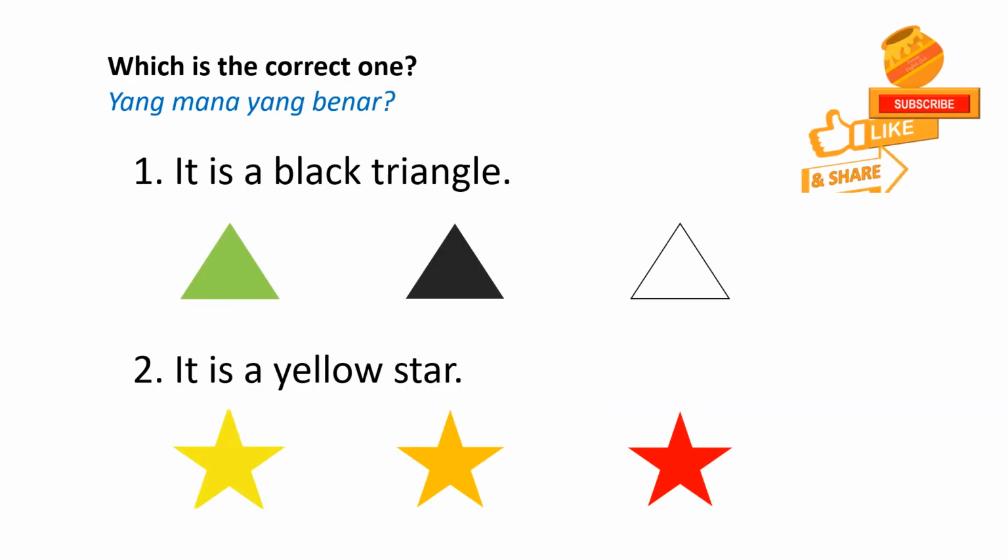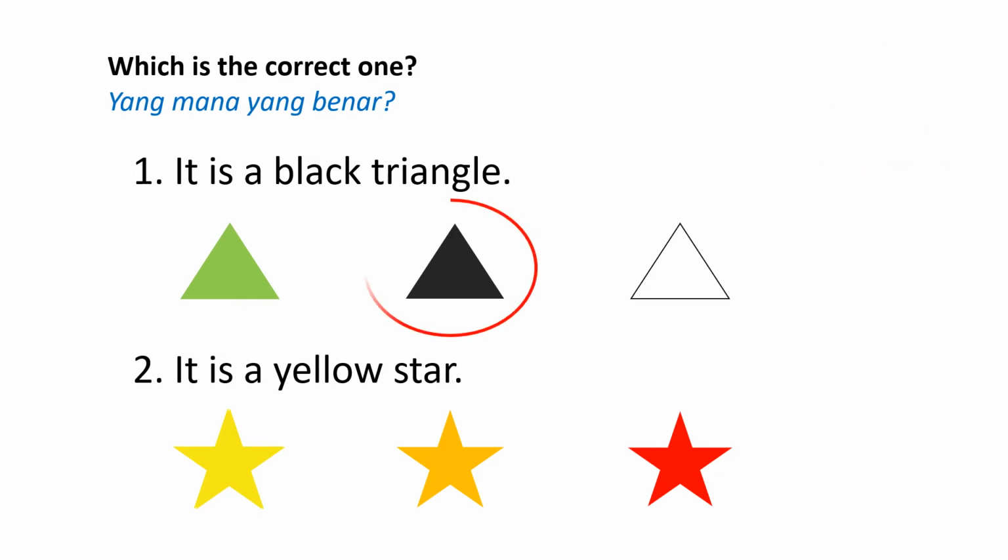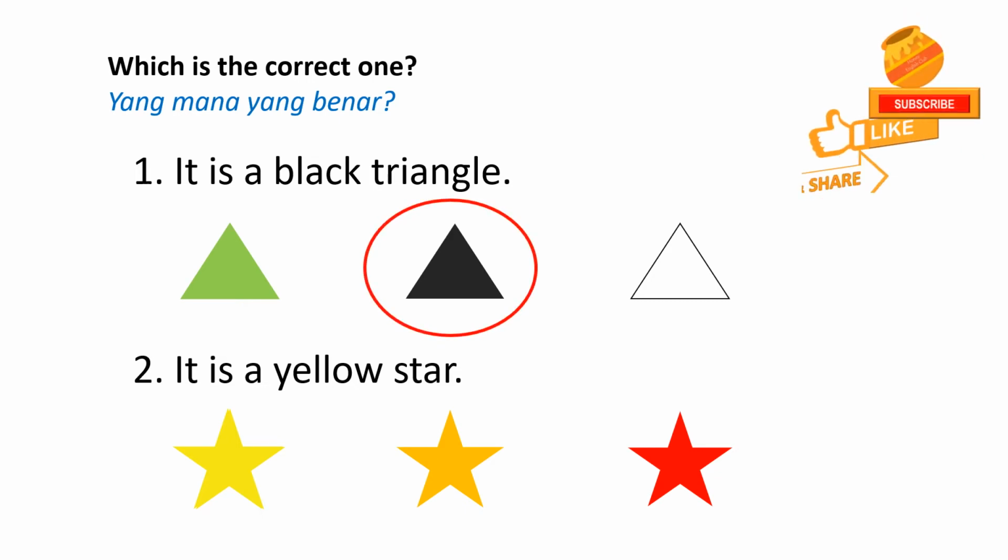Which is the correct one? Number 1. It is a black triangle. Which is the correct one? The correct one is this one here in the middle. Number 2. It is a yellow star. Which is the correct one? The correct one is this one on the left.